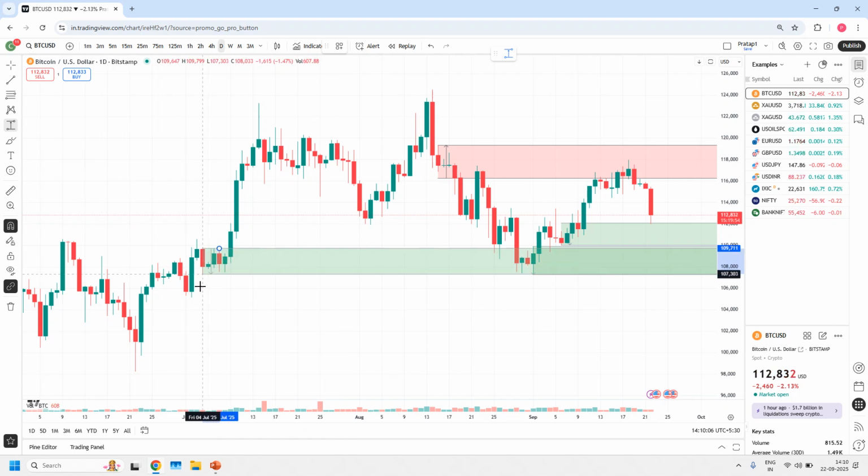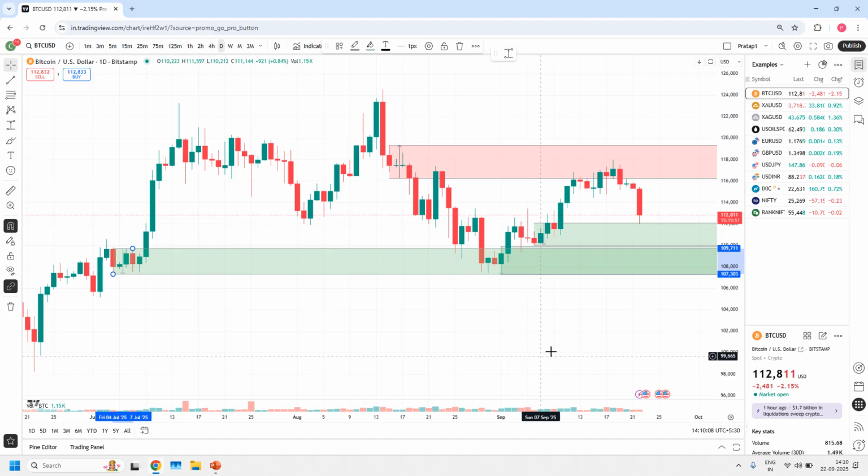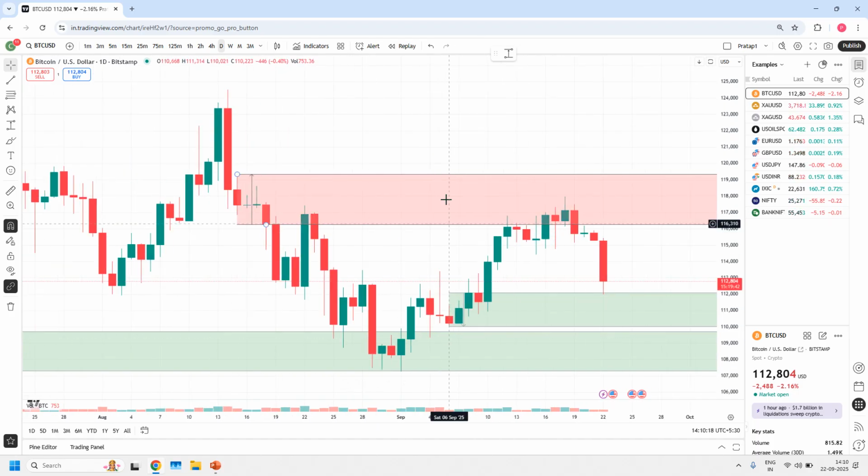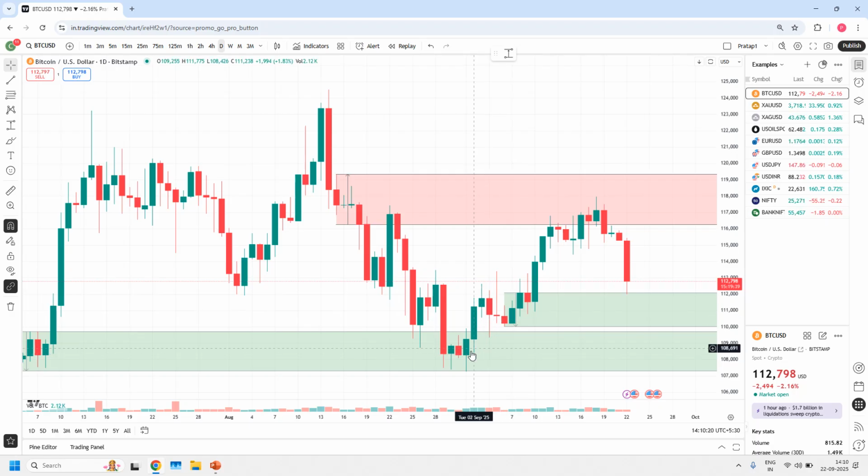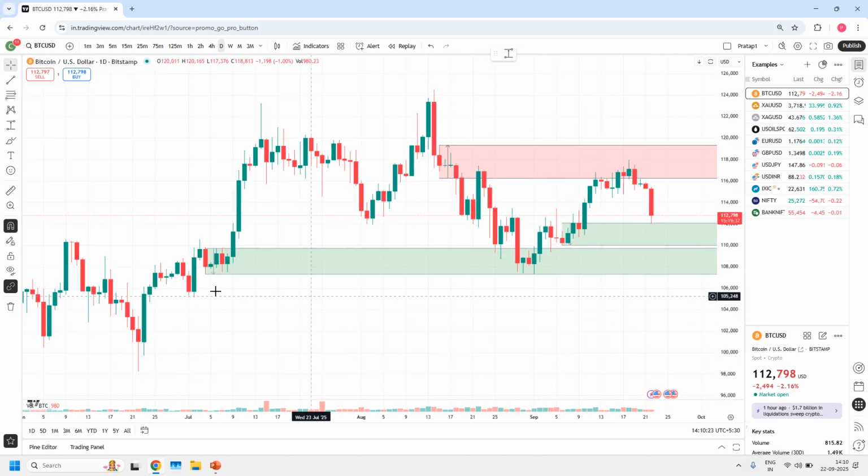See here. But this is already pierced. This zone is already pierced. Where? Here. In this candle, it seems pierced. Let me check what the low of this candle is. Low is 107,303. Here the low is 107,270. So this zone is pierced already.